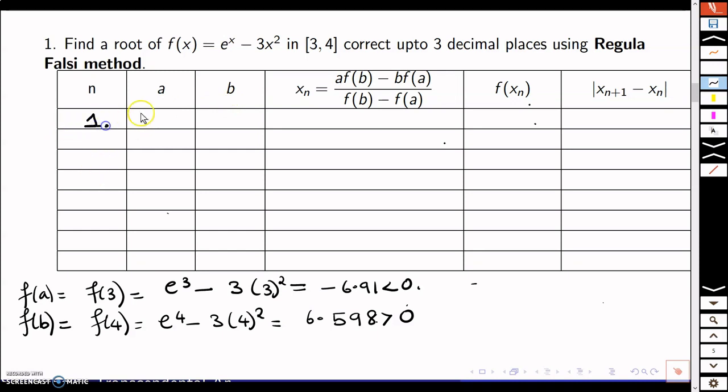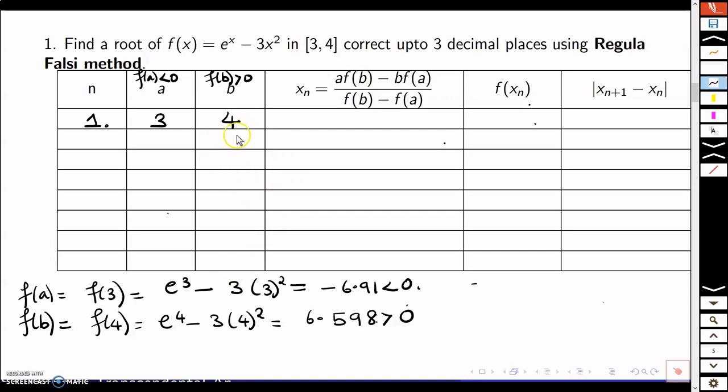In the first iteration, you put the value of a and b that is given to you, that's 3 and 4. At a, the value of f of a is negative, so here it is negative, and f of b is positive, so in this column I will put the positive values.